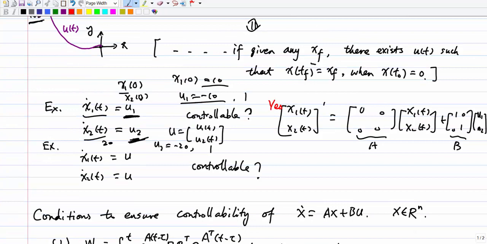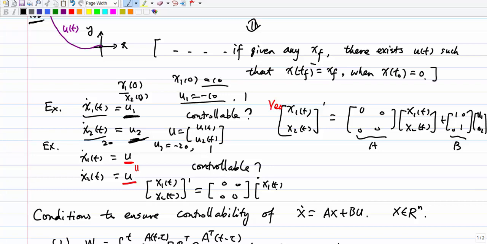If you look at another example, which says x1 dot (t) is u and x2 dot (t) is u. Here they share the same u because they're equal. If you write this in matrix form, we have the derivative of x1(t) and x2(t) equal to 0, 0, 0, 0 times x1(t) and x2(t), plus 1, 1 times u. So you do have the same input, right? Is this system controllable? The answer for this one is no.